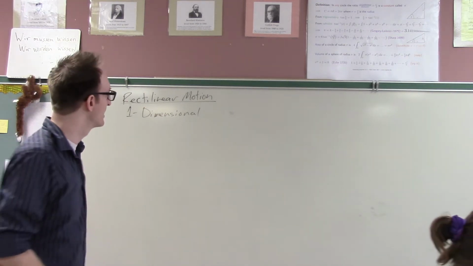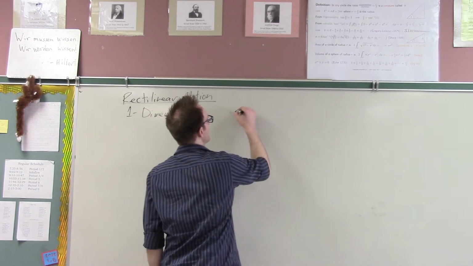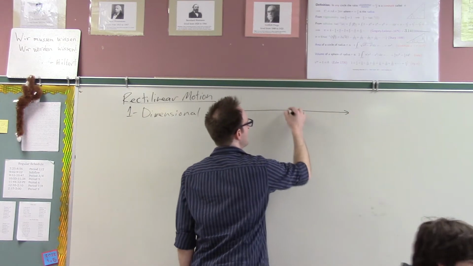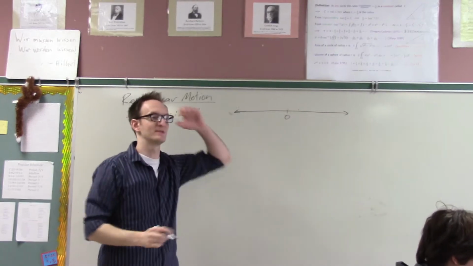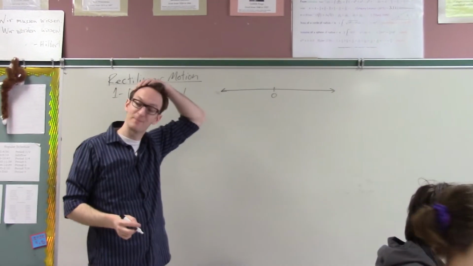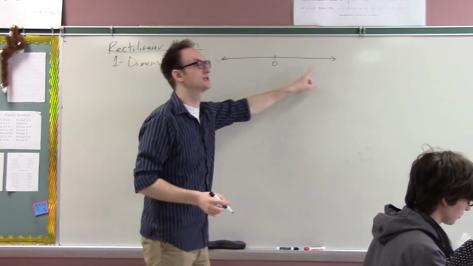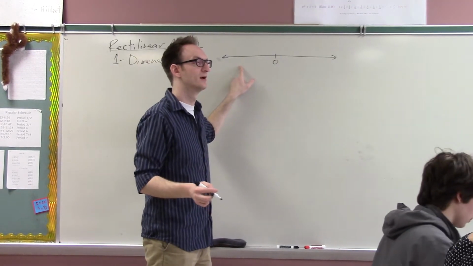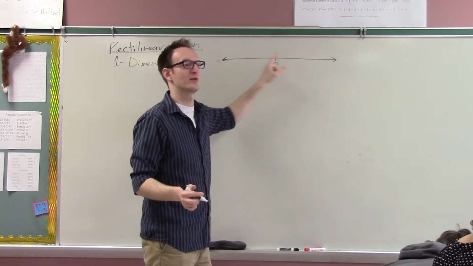Sorry. Alright, so the idea is that we have a number line, and there is a 0 point on this number line. Is someone paying attention? Yeah. And we have some object which is moving back and forth along this number line.